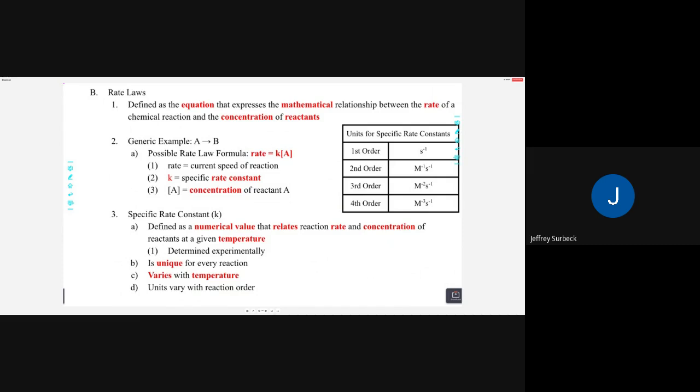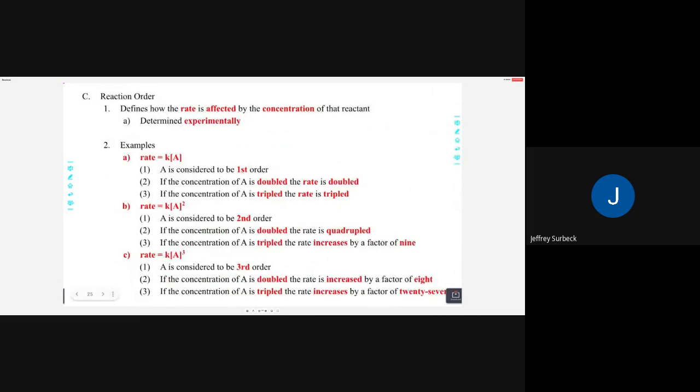Now, with k, your rate constant is going to be unique to what we call the reactant orders, which we'll talk about here in a second. Any questions on this? Anybody need it? Okay.